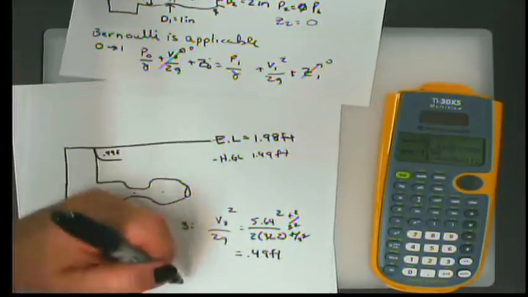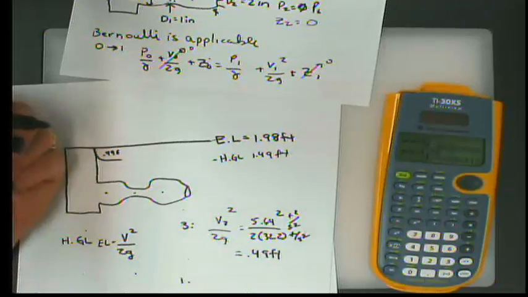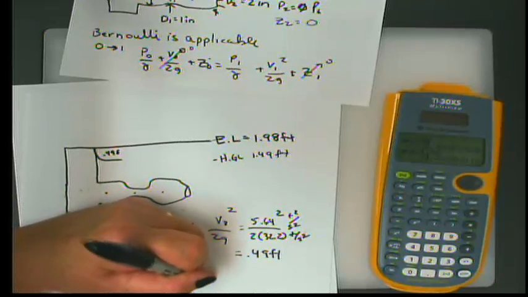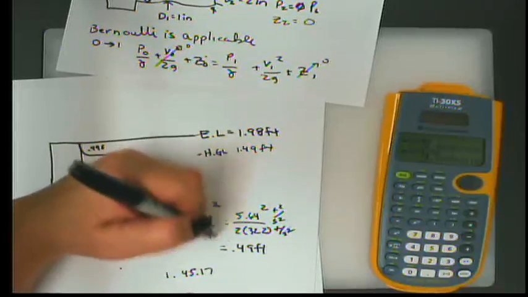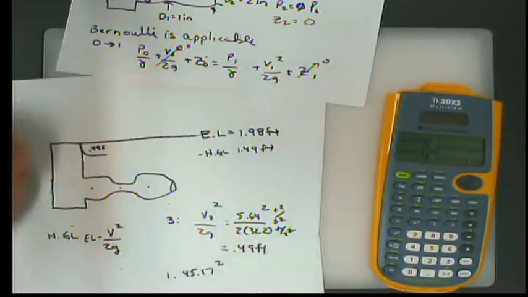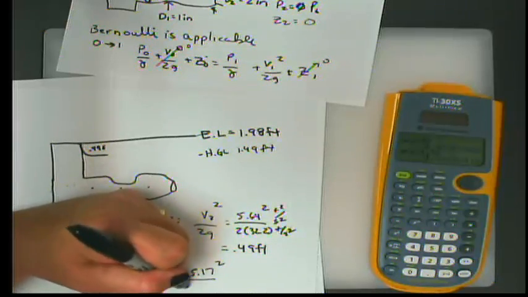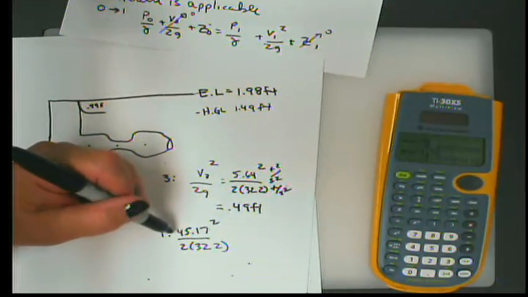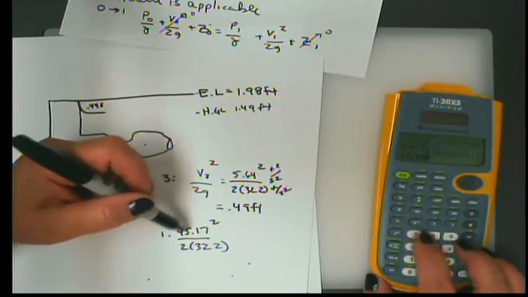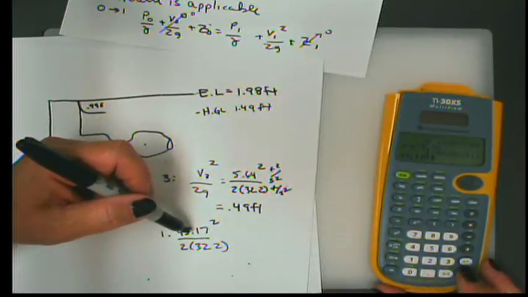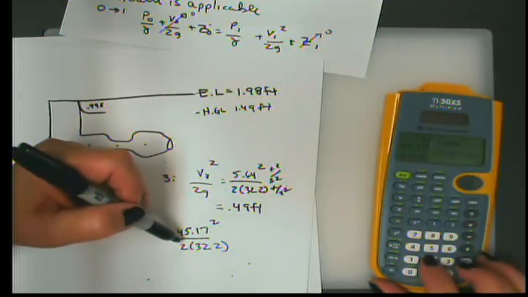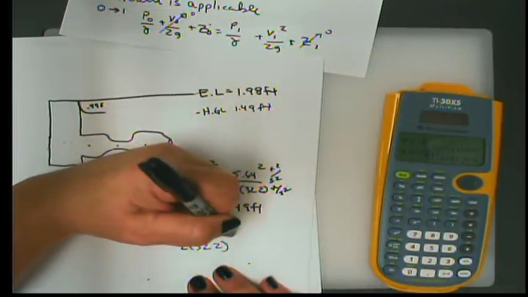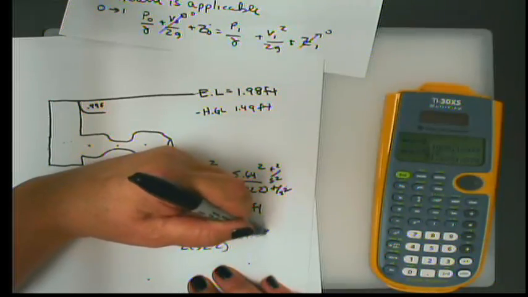Okay? What happens here? I have a higher velocity. That's point 1. And my velocity at 1 I found to be 45.17. So when I do this, I'm going to take 45.17 squared and divide it by 2 times 32.2. Don't need to redo my units because I've already done that. So I take 45.17 squared and I divide it by 2, and then I divide it by 32.2, and that value is 31.68.